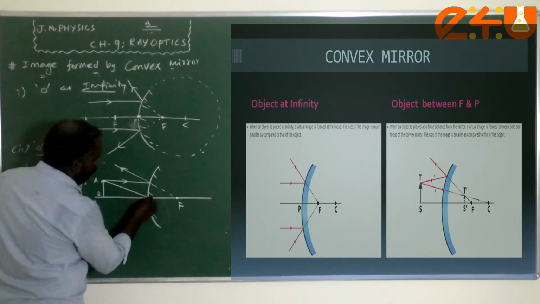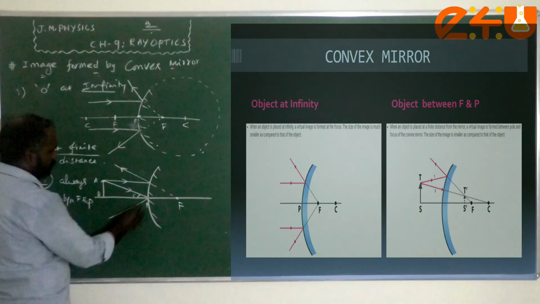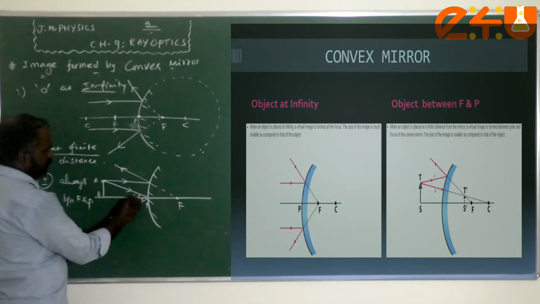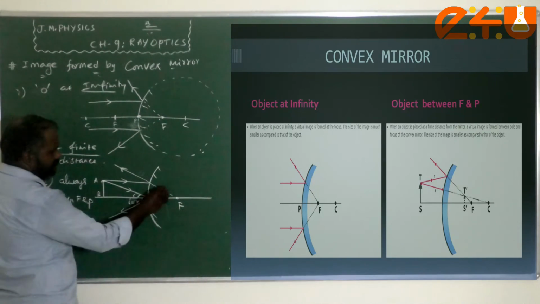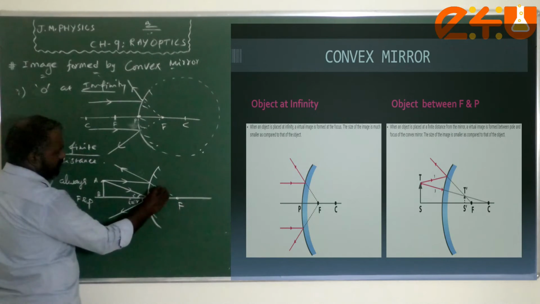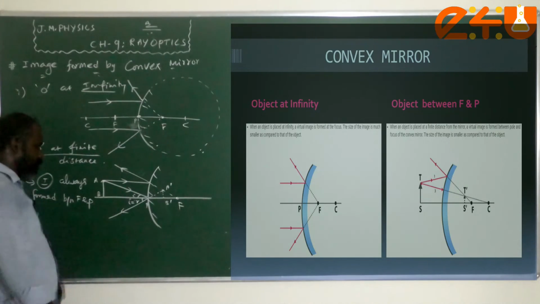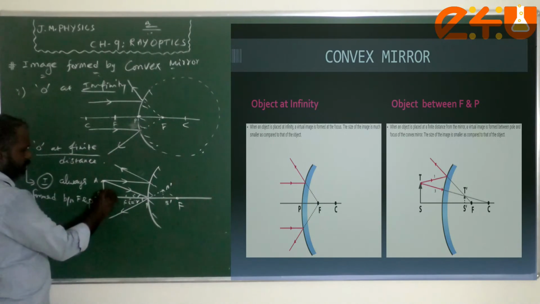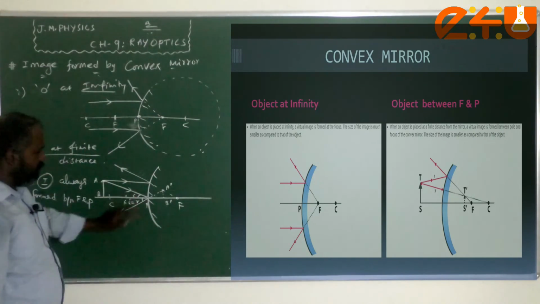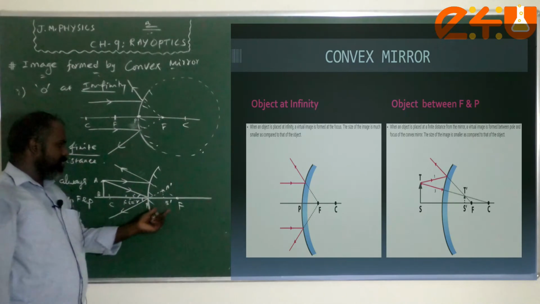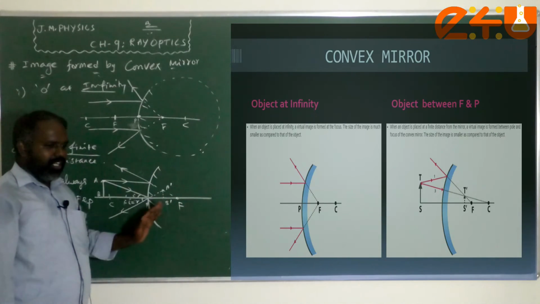And take the fourth rule we mentioned here. It makes some angle i, and by the law of reflection the angle of reflection r is equal to i. Now extend this reflected ray backwards, and they will intersect at this point. This is what, children? A dash B dash. So wherever you keep the object, either at F, at C or beyond C, wherever you keep the real object in front of the mirror, for these positions the image will be formed only between P and F, behind the mirror.